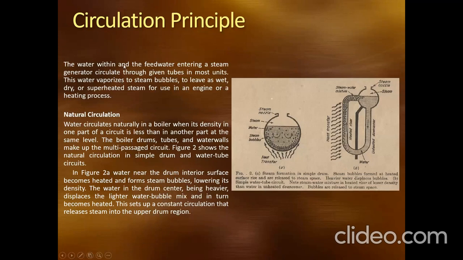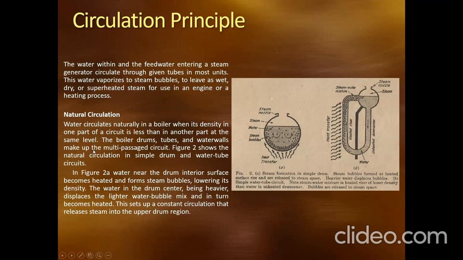Next, circulation principle. So the water within and the feed water entering a steam generator circulates to a given tube in most units. Lahat doon, papasok siya. This water vaporizes to steam bubbles to leave as wet, dry, or superheated steam for use in an engine or heating process. Punta sa turbine, di ba? Paglabas niya.